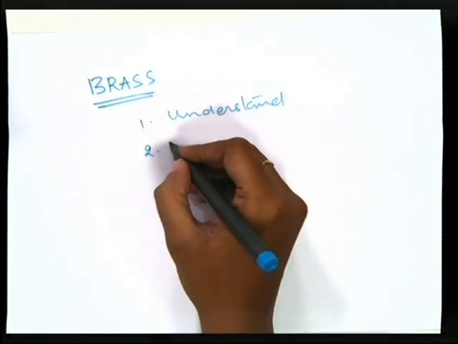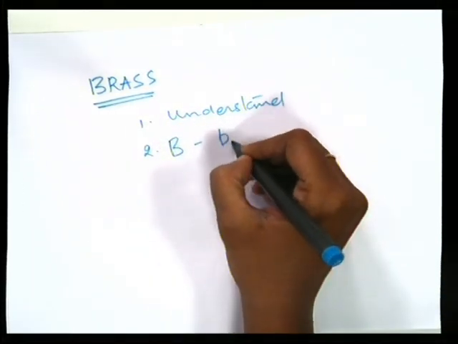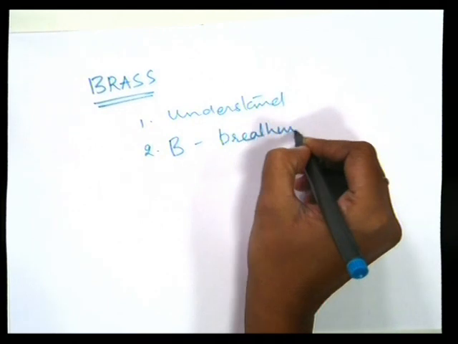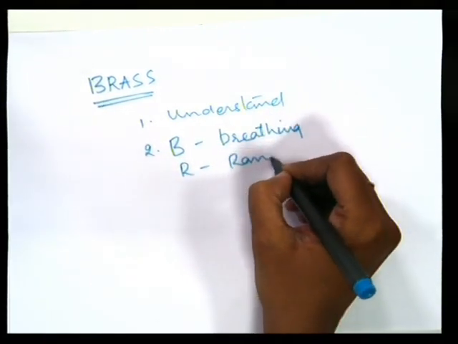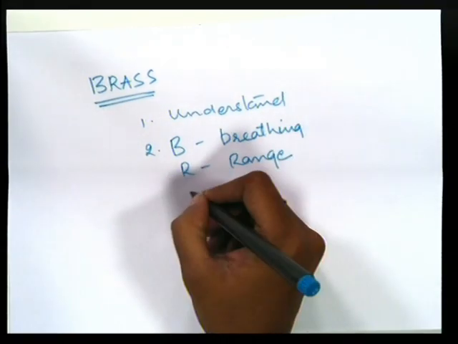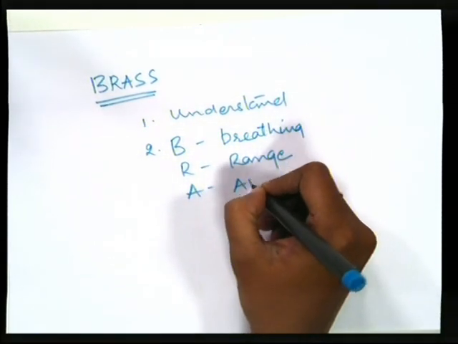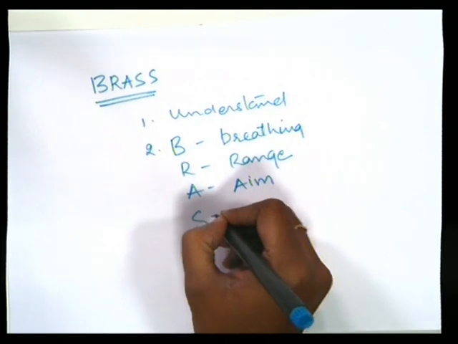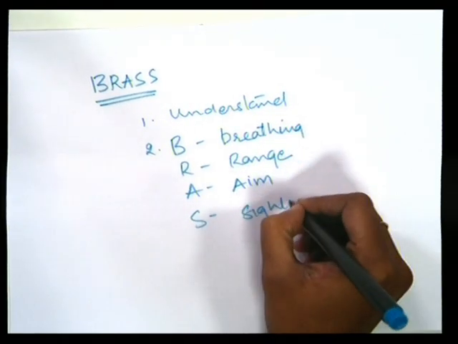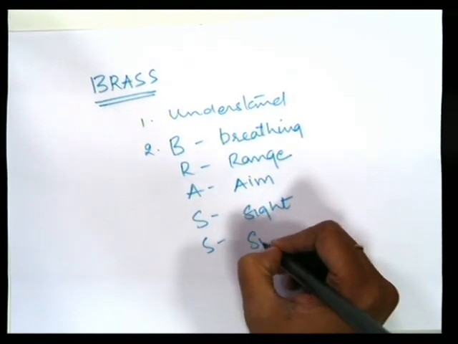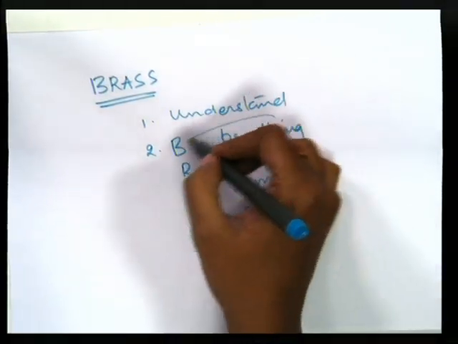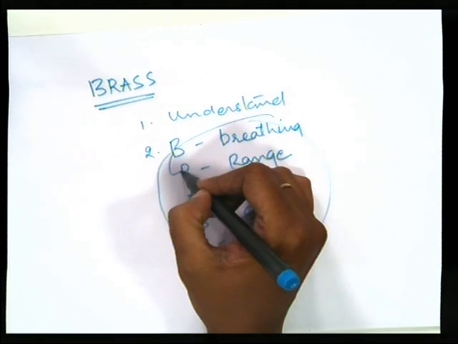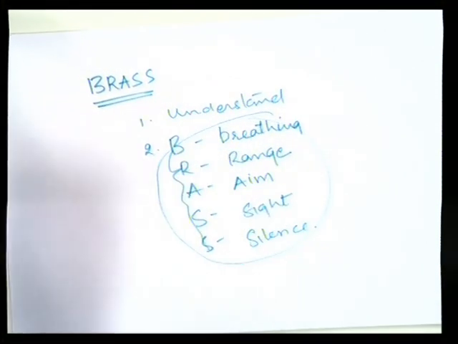What is a shortcut? You can associate each word with each other. For an example, B, take it for breathing. R, you can take it for range. A, that's like aim. S, sight, or S, silence. Now you can correlate all these things with this, and the ultimate thing that will come is brass. So this is also one type of word power.